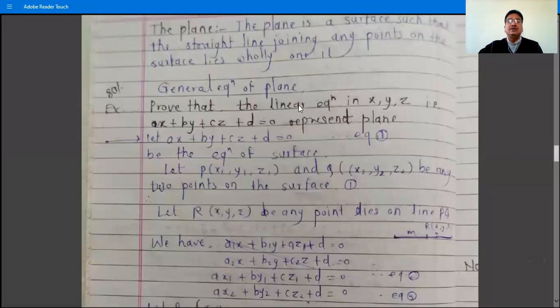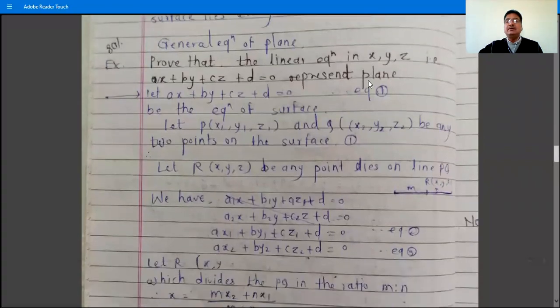So the question is, prove that the linear equation in x, y, z, that is ax plus by plus cz plus d is equal to 0, is a linear equation. The powers of x, y, z in each term are 1. That is a linear equation. This is the constant term. So ax plus by plus cz plus d is equal to 0 is a linear equation in x, y, z. We have to prove this equation represents a plane.